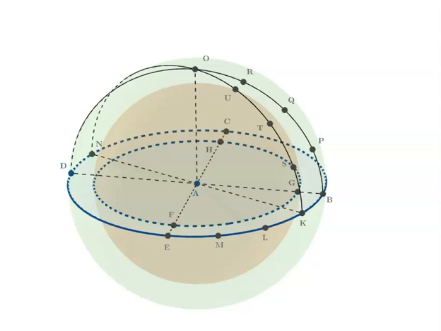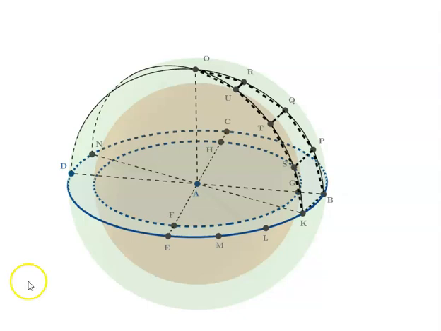And let's join these points. SP, TQ, UR. And the points BP, SK, PQ, TS, RQ, TU, RO, UO, and DK. So we have got a polygonal figure inscribed in the outer sphere.